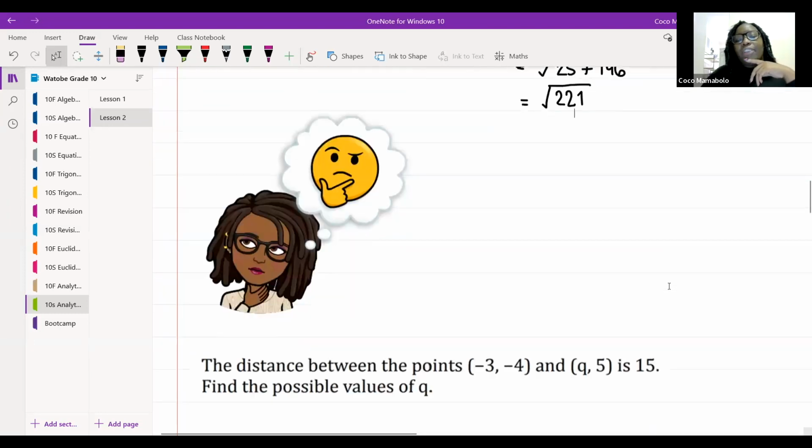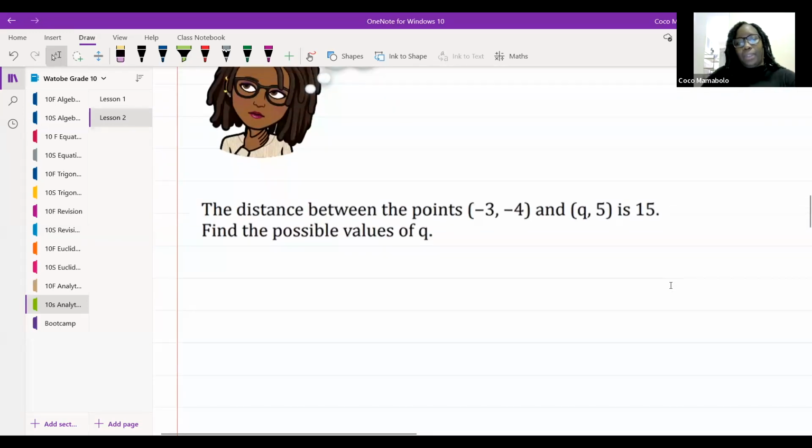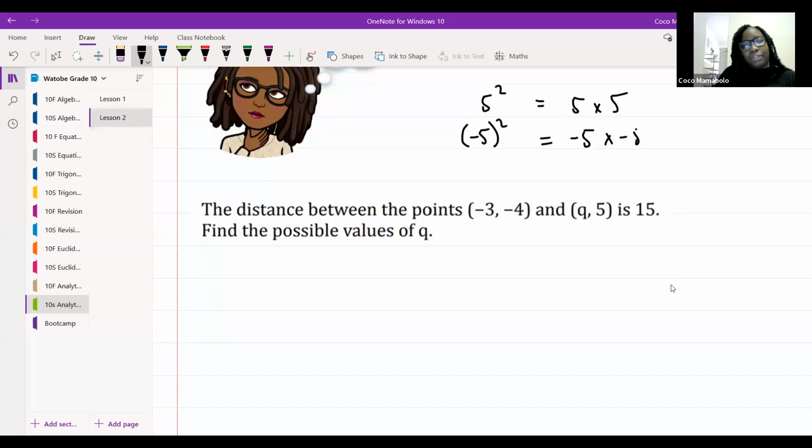All right, let's have a look at the things that we were looking at yesterday. Remember, if I have 5 squared, that's the same as 5 times 5. You agree with me? Now, if I have negative 5 all squared, this is the same as negative 5 times negative 5. What will I get? Negative 5 times negative 5? Good, it's positive 25.